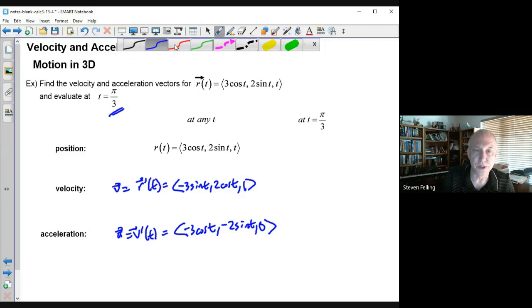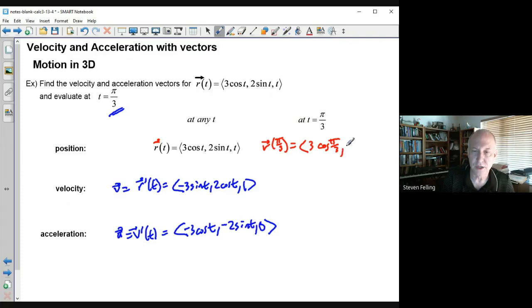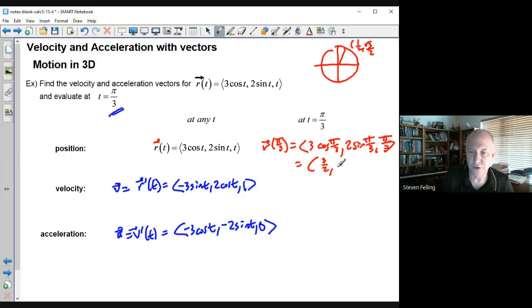So for that, we could say, all right, the position, this is a vector, the position at pi over 3 is going to be 3 times the cosine of pi over 3, 2 times the sine of pi over 3, okay? All right, so just using a unit circle, this is one of our special angles, pi over 3, where we have 1/2 for the cosine and square root of 3 over 2 for the sine. So this is just going to be, the cosine is 1/2, so this is just 3/2 in the x direction. 2 times square root of 3 over 2 would be square root of 3, and then pi over 3. And then we can do the same thing for the velocity and the acceleration vectors, right?